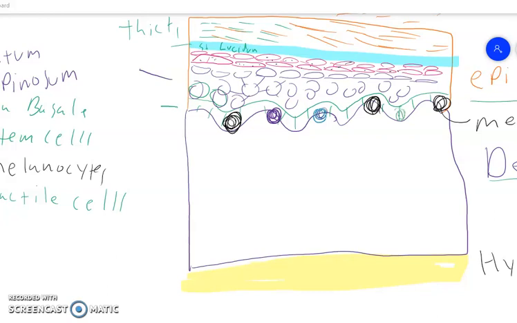And welcome to part 3 of our lecture on the skin. In part 1, we looked at the layers of the epidermis, which is up here. In part 2, we looked at skin coloration. So in this part, we're going to look at the dermis.